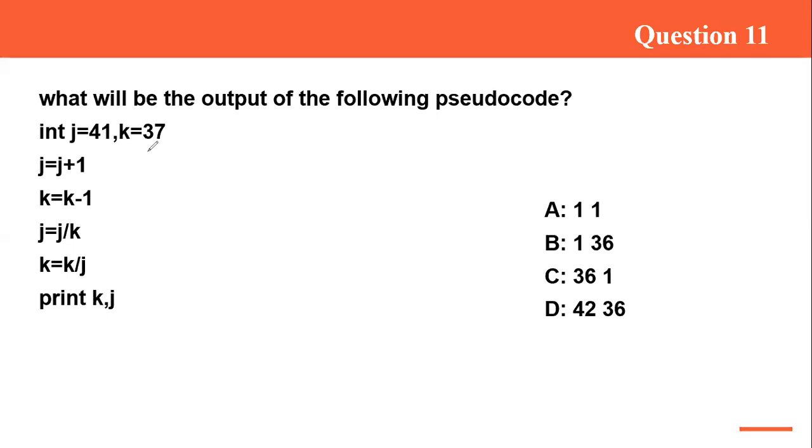J is equal to 41, K is equal to 37. Then we are writing J is equal to J plus 1. That means J value was 41, that will become 42. Then K is equal to K minus 1. Once K was 37, K will become 36. And then J is equal to J by K. J is equal to 42 by 36. That's all right. 42 by 36, its quotient is 1 simply. So J value right now is 1.